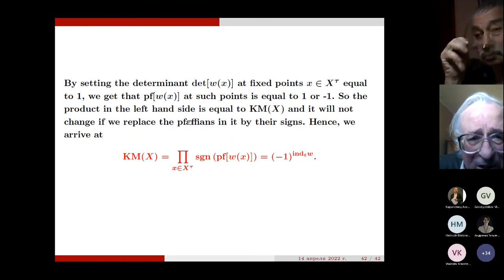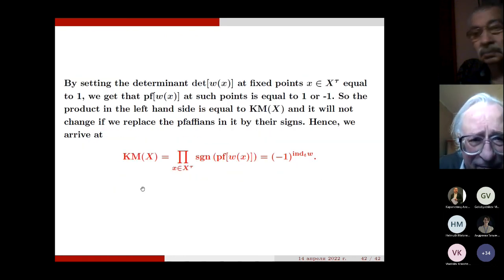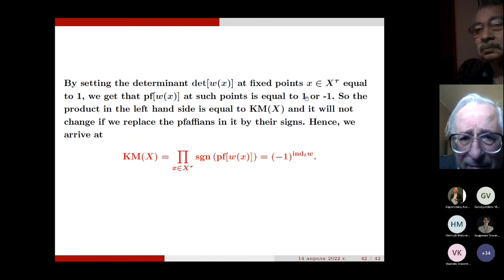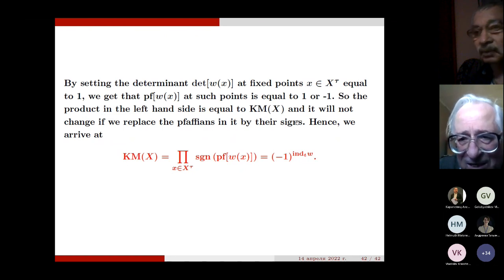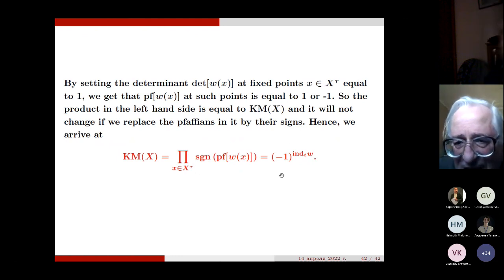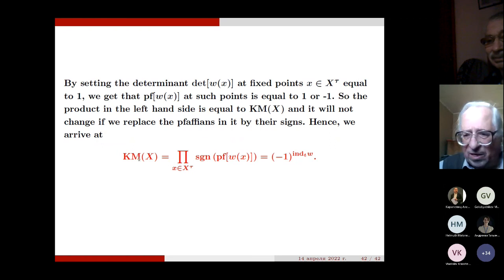So the product in this left-hand side, this product of Pfaffians, is equal to this KM invariant of x. And it will not change if we replace the Pfaffians by their signs. Hence, we arrive at the following formula: the KM invariant of x is the product of the signs of Pfaffians over fixed points x, and this is the same as -1 to the power of the topological index. So this is the relation between the topological Z2 index and the KM invariant.